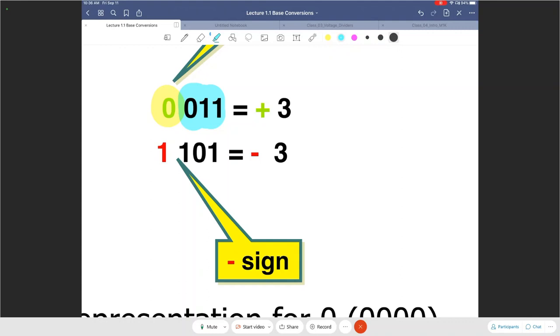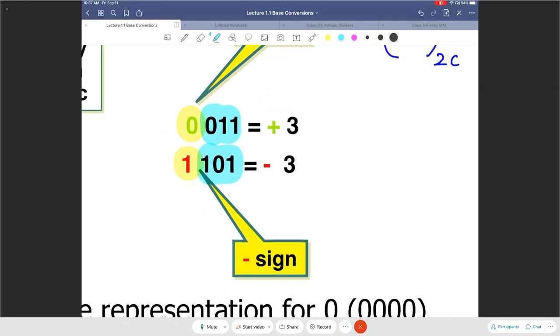But for negative numbers, here is where you will see the change. The first bit here is 1, that indicates negative number. But then there are 1, 0, 1. It's a different sequence of bits, and the claim is that it represents -3. Now let's see where it comes from. How is that 1, 1, 0, 1 representing -3?